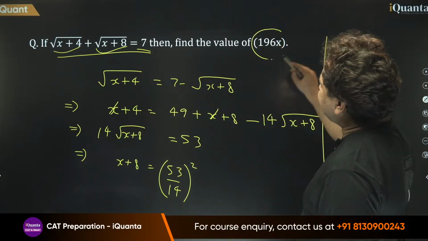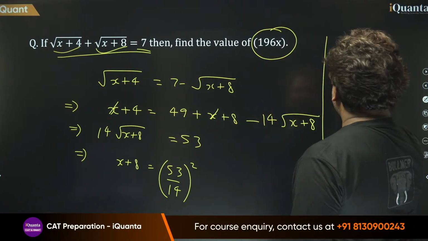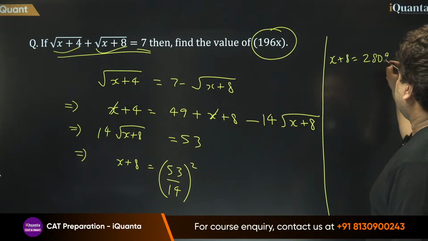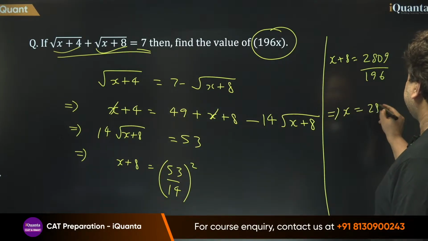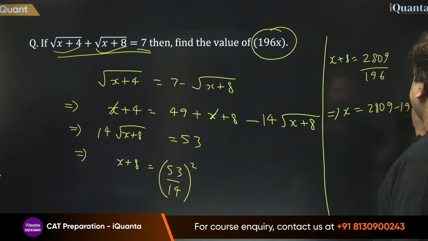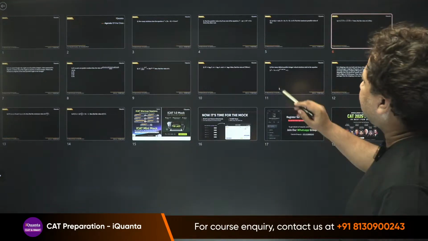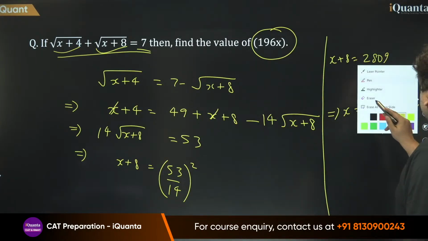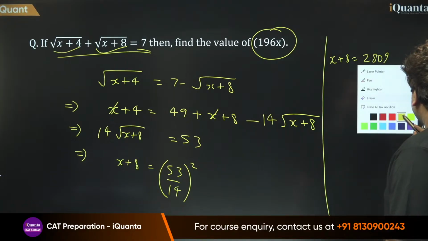They're asking 196x and square of 14 is 196. That's perfect. So x plus 8 will be equal to square of 53 is 2809 upon 196 is what we get here. So x will be equal to 2809 minus 196 into 8. Here there's some problem. Where was I? Here. I'll have to erase this because I don't have space here. But I think you got it.